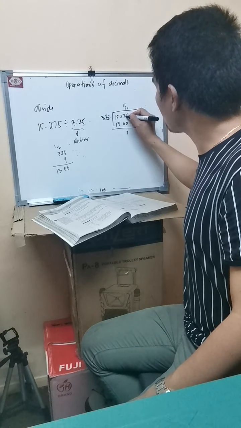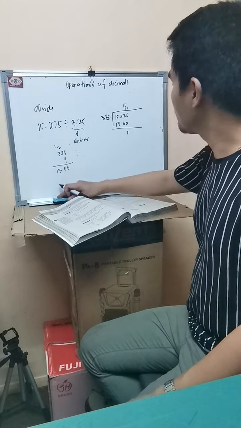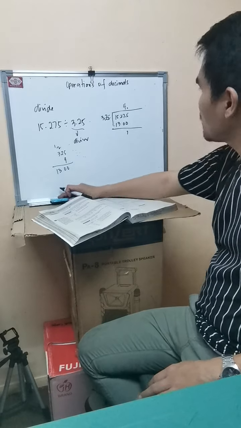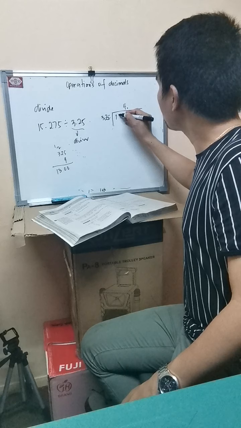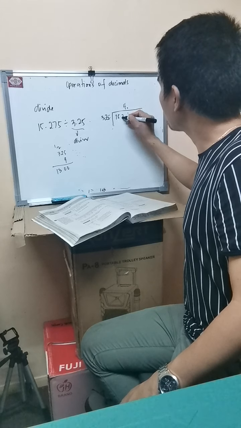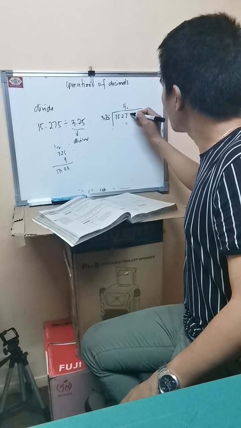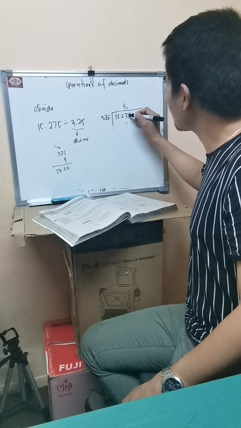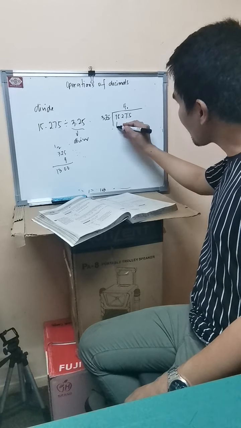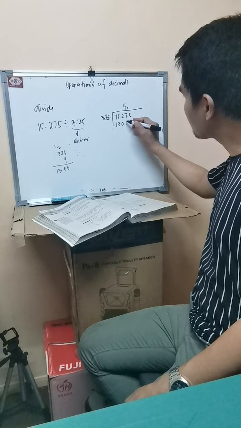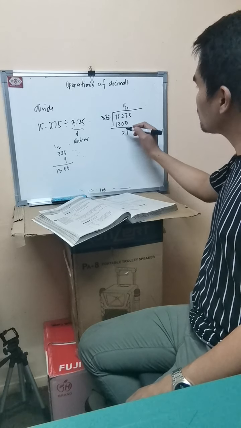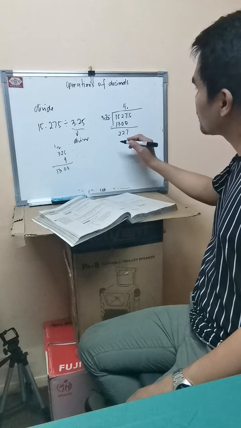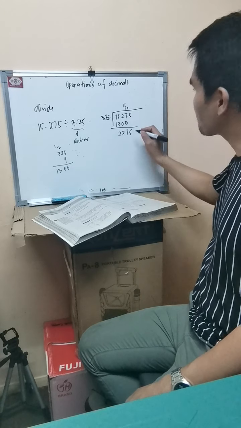15,275, but the decimal point is already here, so that's why it's aligned there. Let's try to rewrite it again to make it clear. 15, then you have 275. Okay, the decimal point is here, so it's there. 1,300 minus, that is 7, 2, and then it's 2, 0, then bring down 5.